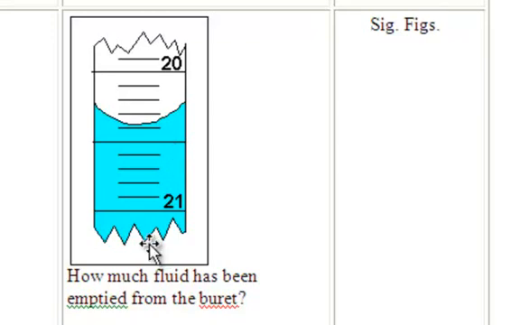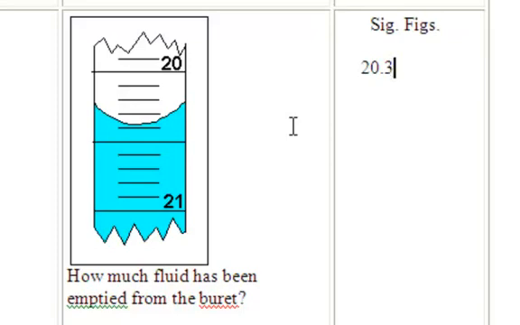So fluid is coming out the bottom. How much fluid is left? We started with, let's say, 50 milliliters and we've emptied it to this point. Well, I want to know where this little mark is. There's 20, there's 21. This would be 20.5. This must be 20.4. This must be 20.3.